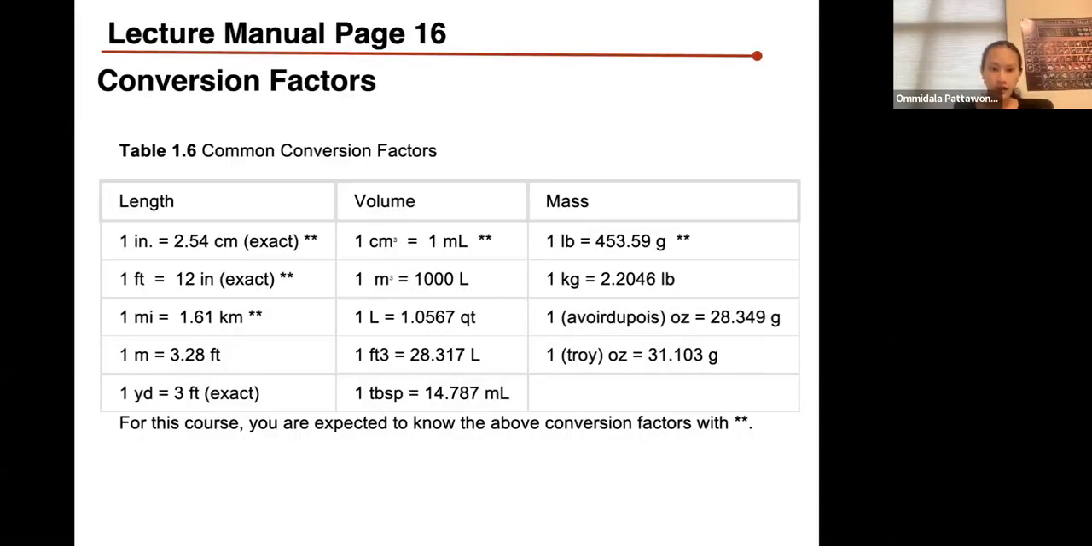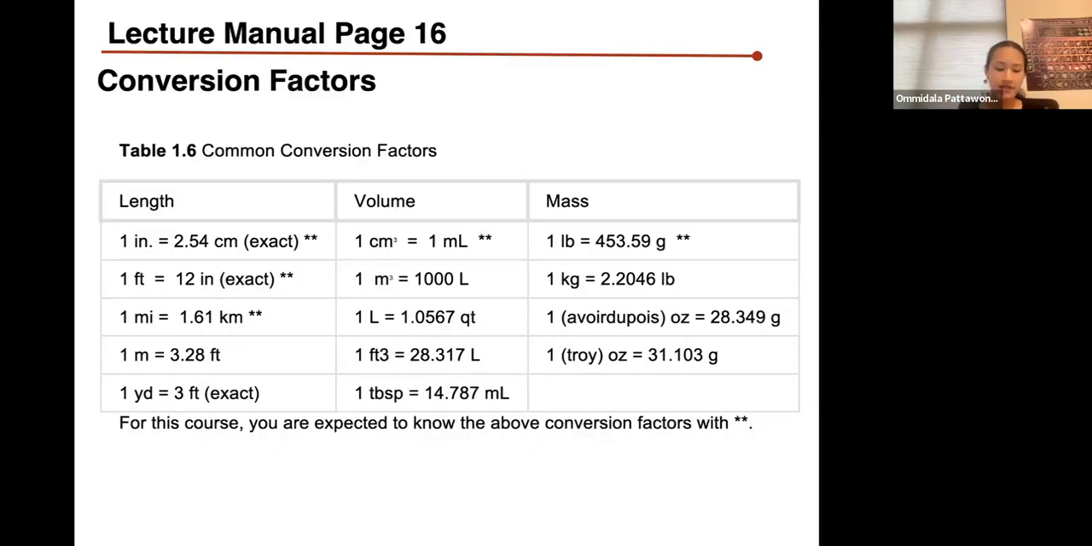So here's the list of conversion factors. As I mentioned before, a conversion factor is going to contain 2 units, right? For example, when you talk about length, this can be any of these units. So inch to centimeter contains 2 different units that describe the same length, right? Same thing here, foot to inch. 2 different units but describing the same length, and so on.